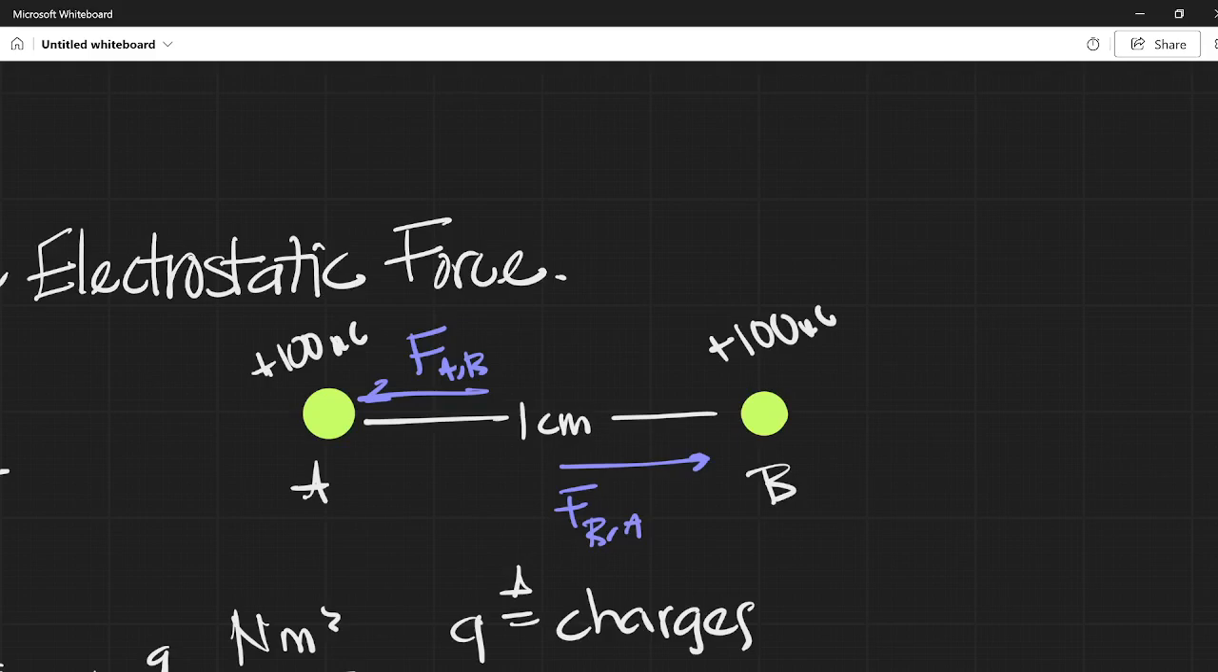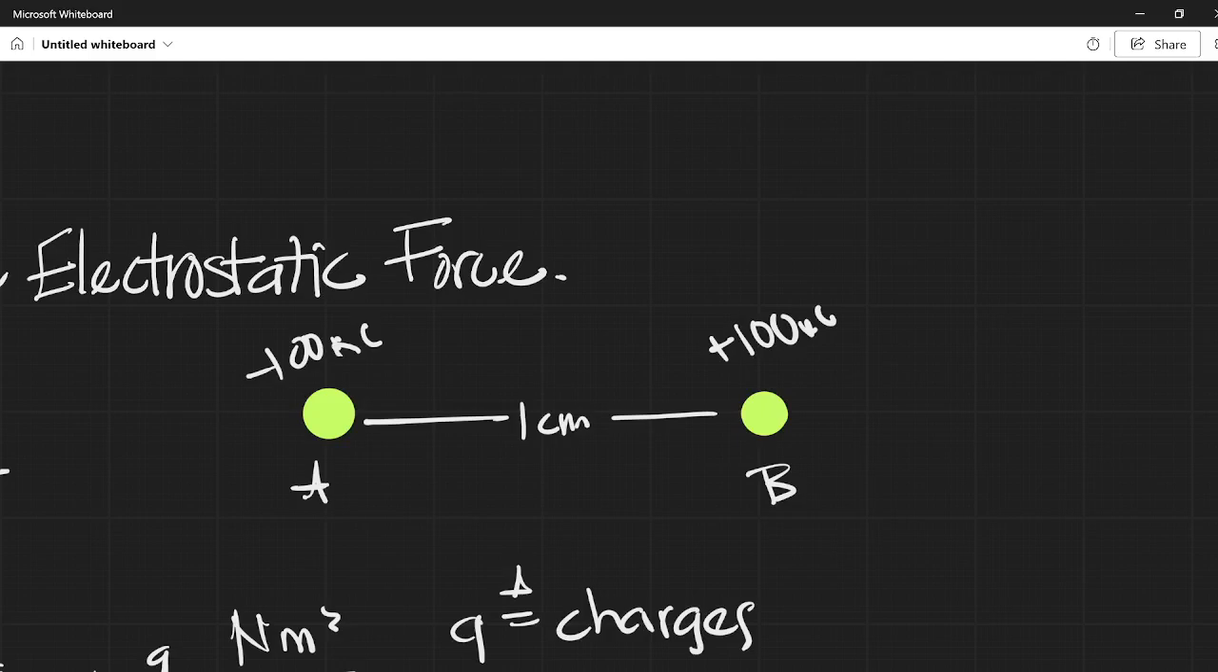Now this would be different if one of these was a negative charge, then we would have an attractive force case. And so that's what determines the direction of our force vector. It's not going to be the charges, because the geometric configuration of the charges and how they are located relative to each other in space is what determines the direction of the force.